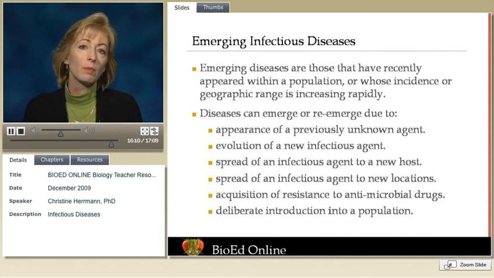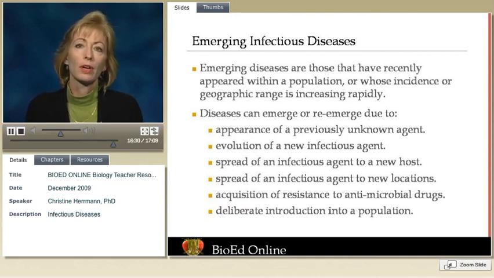One of the more frightening possible reasons for the emergence of an infectious disease would be the deliberate spread of an infectious agent due to terrorist activity. Agents that are classified as the most dangerous potential bioterrorism agents include anthrax, botulism, plague, and smallpox.